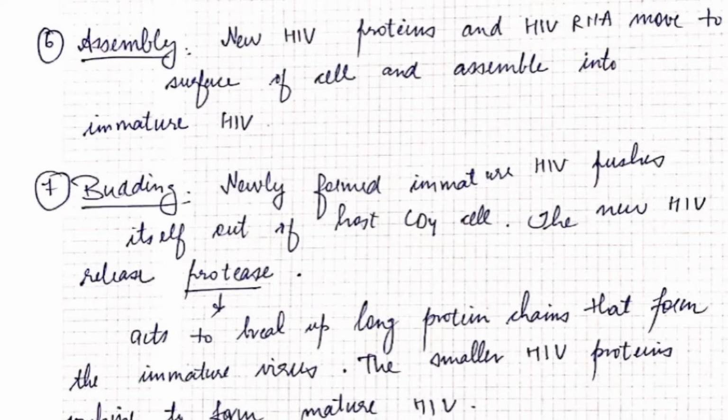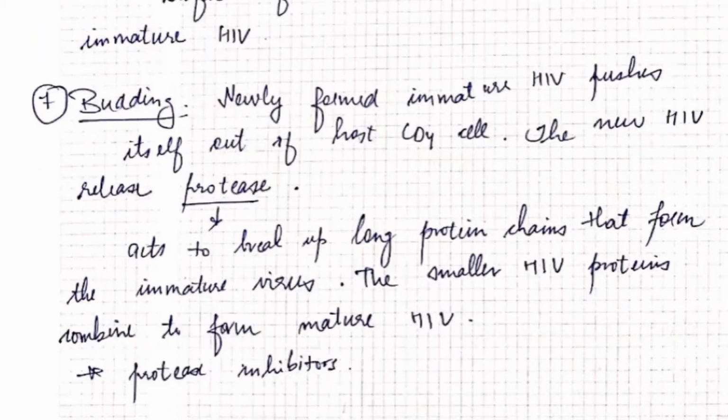Now the last step of HIV life cycle is budding, that is, the newly formed immature HIV pushes itself out of the host, that is CD4 cells, and releases new one, that is the protease. For HIV life cycle, all the 7 steps are important along with the diagram. You can see the diagram as well as the explanation and do not miss out any point.